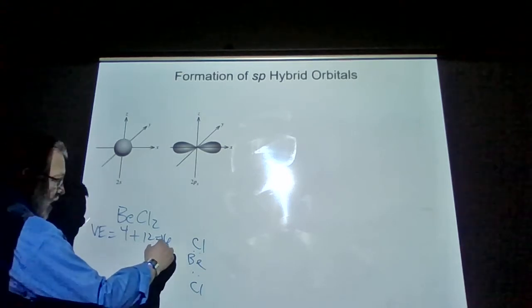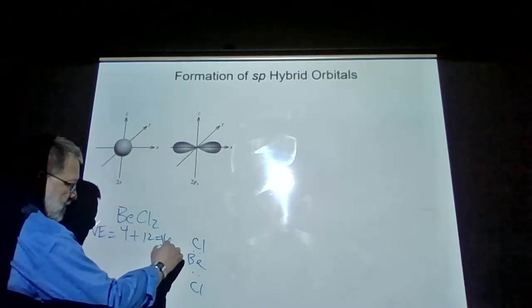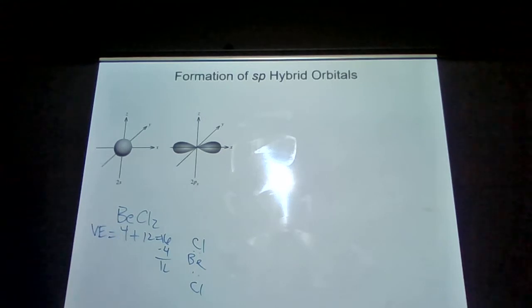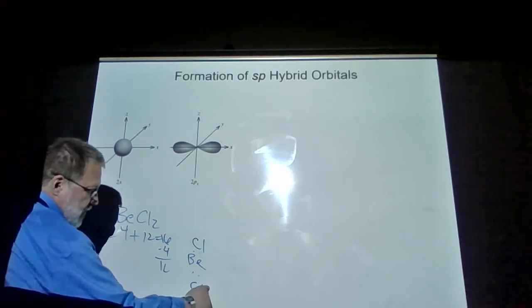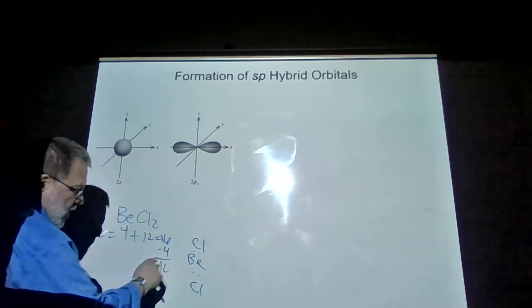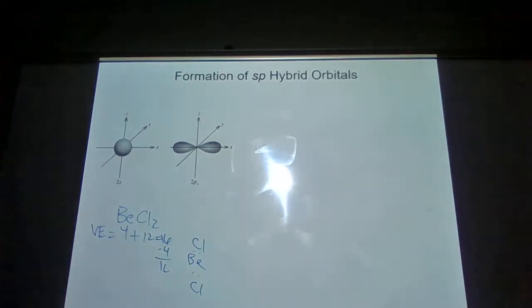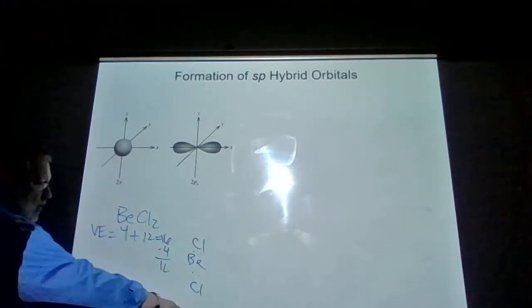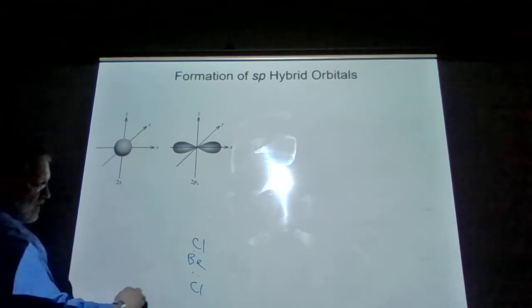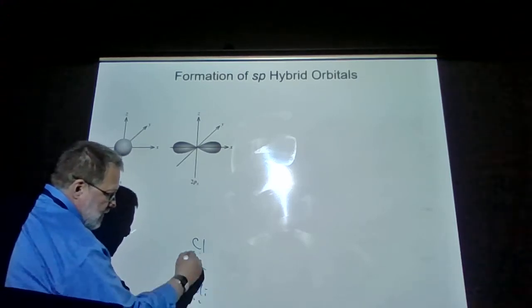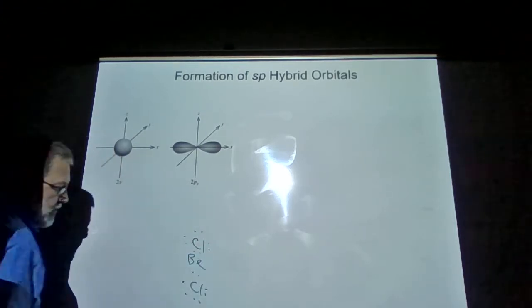We've taken care of 4 valence electrons. We have 12 left over. So finishing out the number of valence electrons puts them around the chlorines and completes the octets around the chlorines.